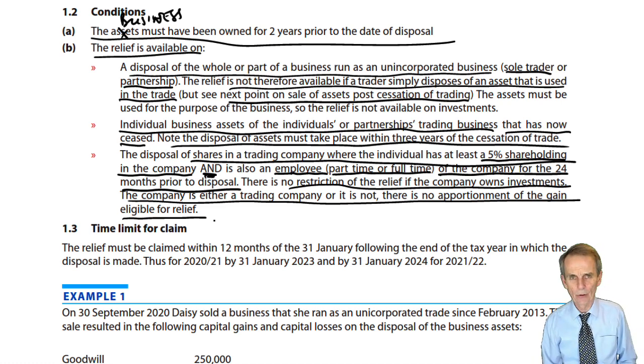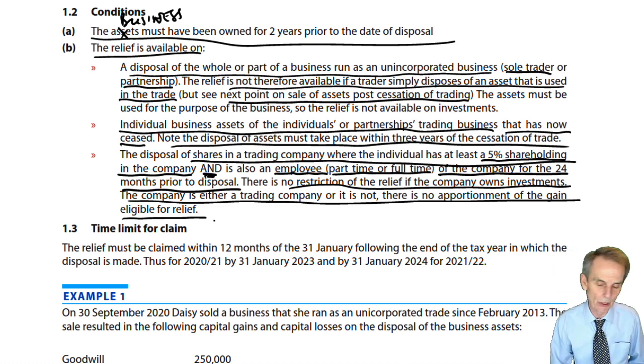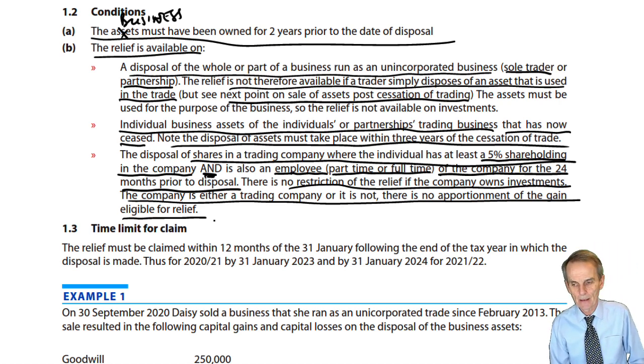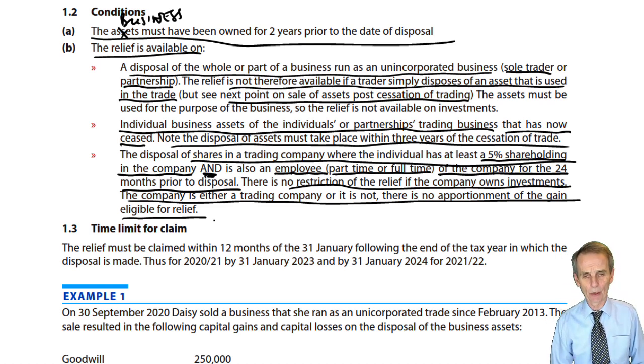Here, you won't have to worry about what's the cut-off between what is a trading business and what is not. But here, if you were told, for example, that there's 5% or 10% of the assets that are investments, it does not affect the availability of business asset disposal relief. Either you get it, and in those circumstances you would, or this is an investment company and therefore you don't get this relief.